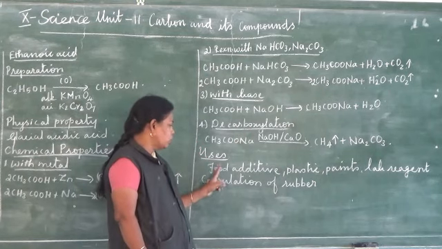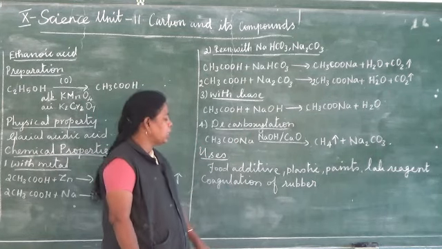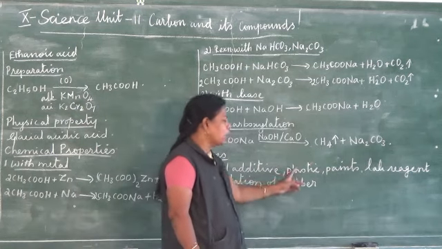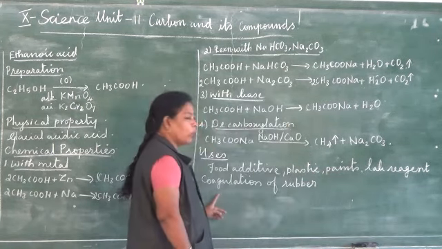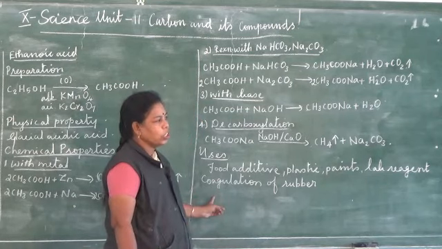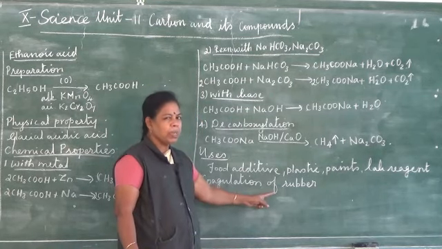And what are its uses? It is used as an additive, and it is used in the manufacture of plastics and paints, and then it is used as a lab reagent, and for coagulation of rubber. Coagulation of rubber means making the rubber a solid.